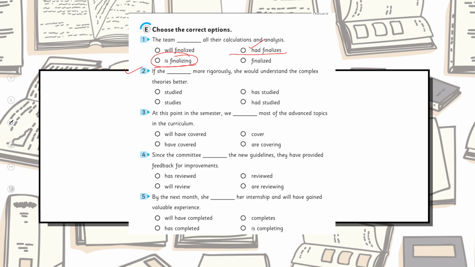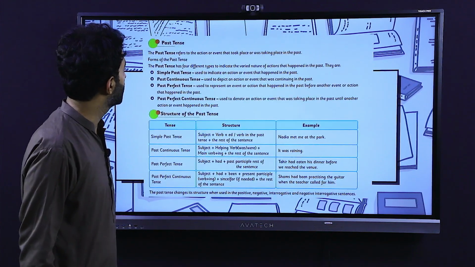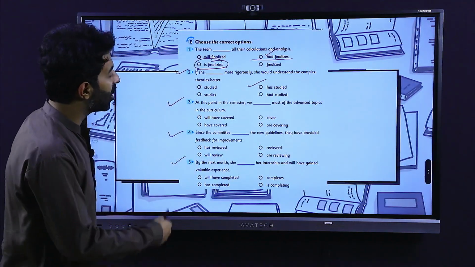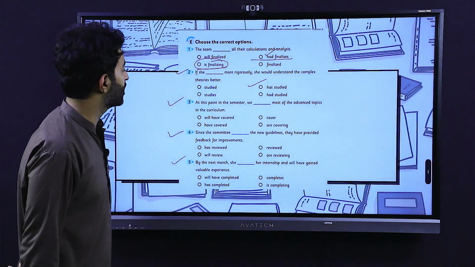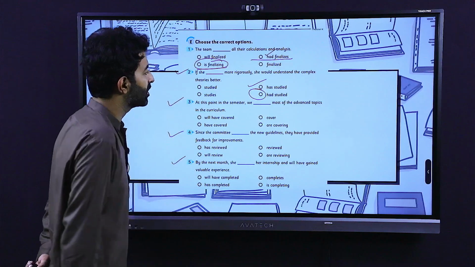Next, if she blank more rigorously, she would understand the complex theories better. If she has studied. So you can solve all these as a classroom activity. You just take the screenshot and solve these according to the tense. Notice the time. The tense is very much important over here, and this one also. Now, since this is about present tense, all the answers will be of the present tense variations and different types. So ignore the past forms, focus on the present.